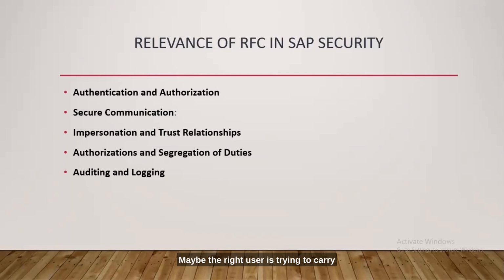Maybe the right user is trying to carry out an RFC connection and has the right authorization. It has gotten to a state whereby the user needs to configure the system, and maybe an error occurred, maybe some things were omitted, maybe where you are meant to put the host name, you put the gateway, where you're meant to put the instance, you input the wrong instance. The moment you get an error message, the system automatically snaps it. Once it snaps it, it has been recorded in your own user profile that when you were trying to carry out this particular transaction, you were denied. So during the auditing, the auditor will definitely see all those things, then they might call you for questioning. Okay, why were you trying to carry out this thing?